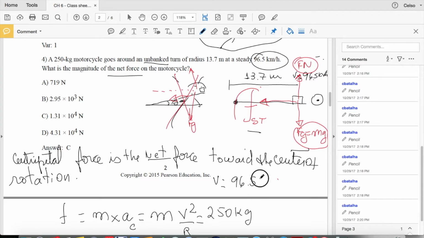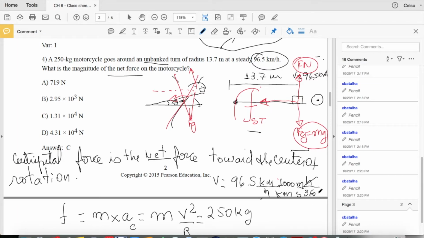So the speed is 96.5 kilometers per hour. We want to convert this to meters per second. So what do you do? Well, I want kilometers to go away, and to keep the same value, you multiply by 1,000 meters. Now you have meters, and you can get rid of kilometers. Now I want to get rid of hours over here, but since I multiplied by hours, I have to divide by the equivalent in hours in seconds.